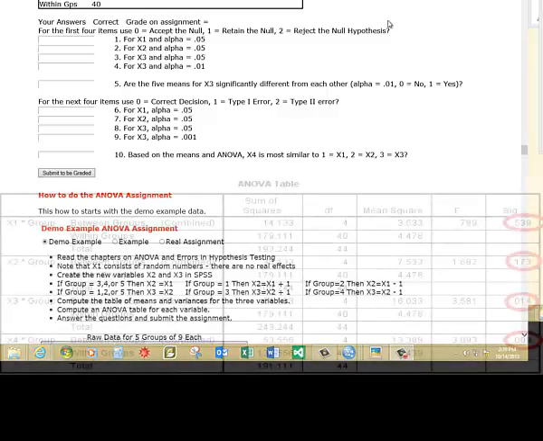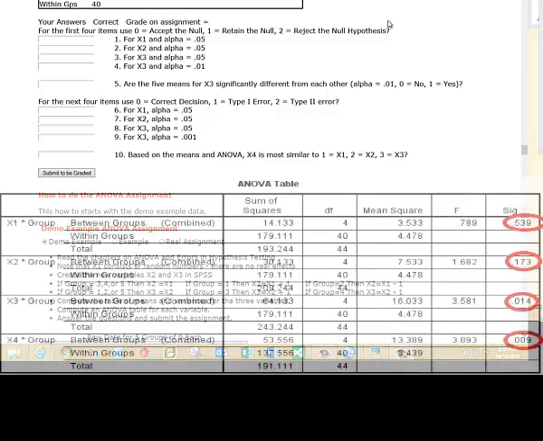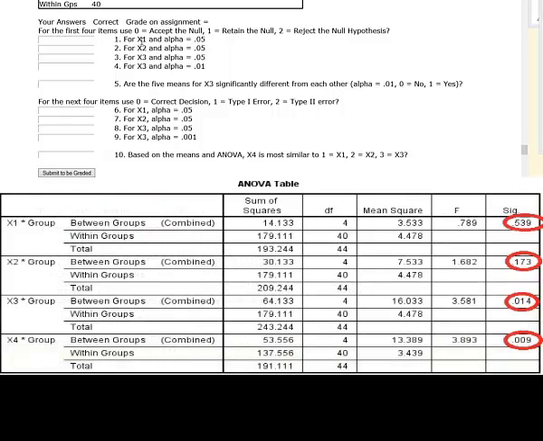For number 1, for x1 and alpha equals 0.05, we look at the ANOVA for x1 and we see that the significance level is 0.539. Since 0.539 is greater than 0.05, we will retain the null hypothesis. We'll put a 1 in there.